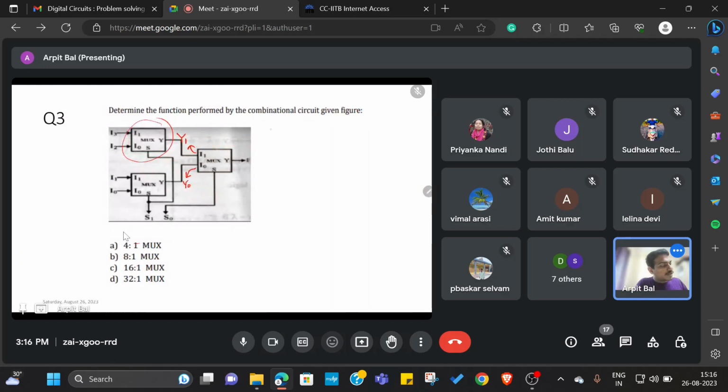Okay, so what will be the equation for y1? Can anyone tell me? It is S bar I3 plus S I2. Okay. Is there any other solution for this one? Y1? Is there any other answer?